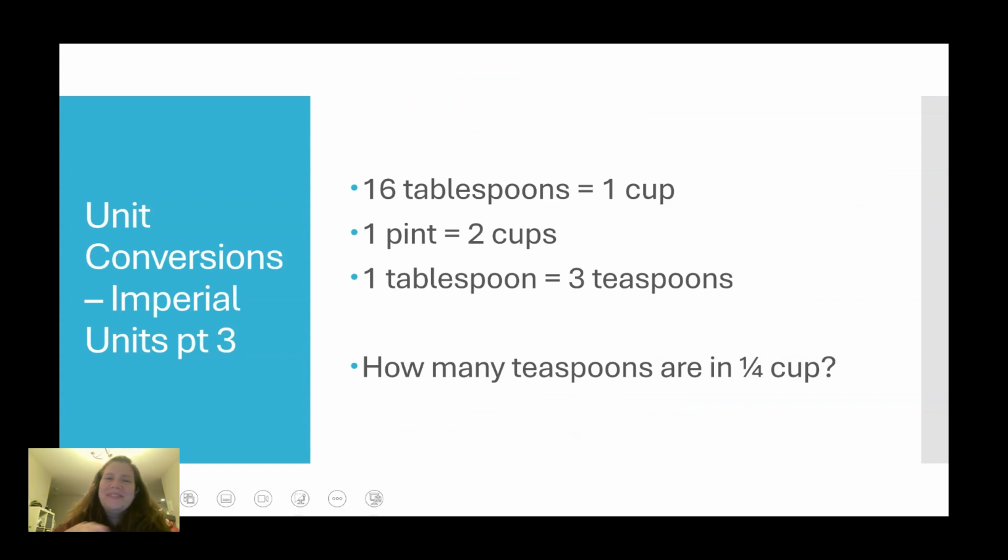How many teaspoons are there in a quarter cup? All right, so we're starting with a quarter cup. I need to get to teaspoons. Right now I only know how to get to tablespoons, so I'm going to do that first. So, quarter cup to a tablespoon. Since we're going from a bigger unit to a smaller unit, I can fit more of them. So I'm going to be multiplying by 16.